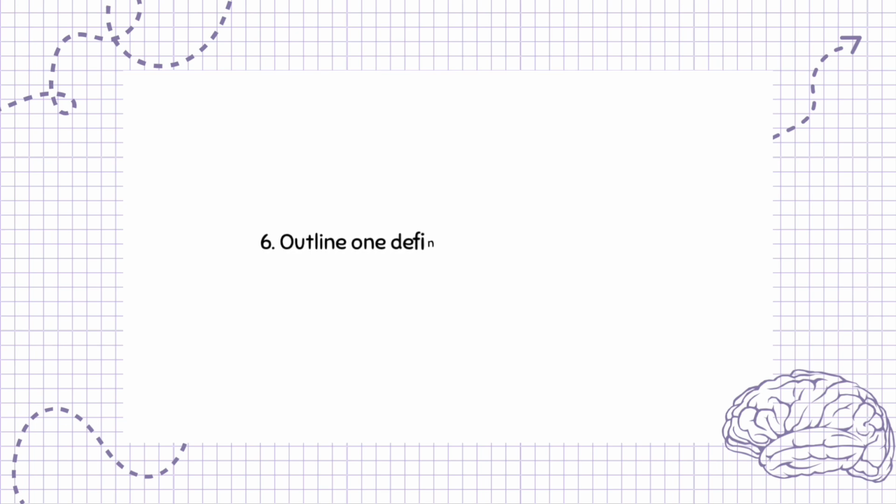Question 6. Outline one definition of abnormality. 2 marks.